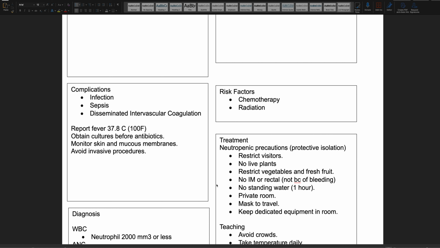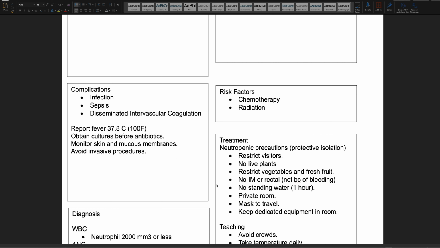And anytime you have standing water, there's a risk of a Pseudomonas infection. I don't know if you've ever smelled a Pseudomonas infection. It's really rank smelling. And it's usually due to Pseudomonas being a water bug, so it can get into like the mechanical ventilation humidifier system. You certainly wouldn't want drinks for the patient standing longer than an hour because they can get infected from that. Restrict fresh fruits and vegetables. No IM or rectal temperatures or enemas or anything like that.